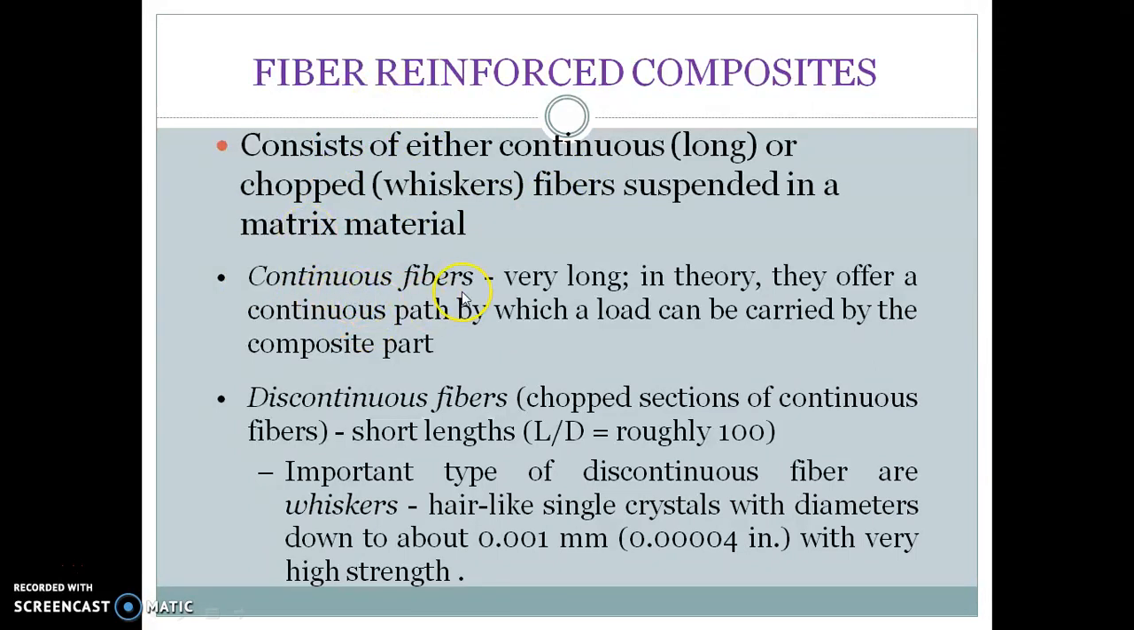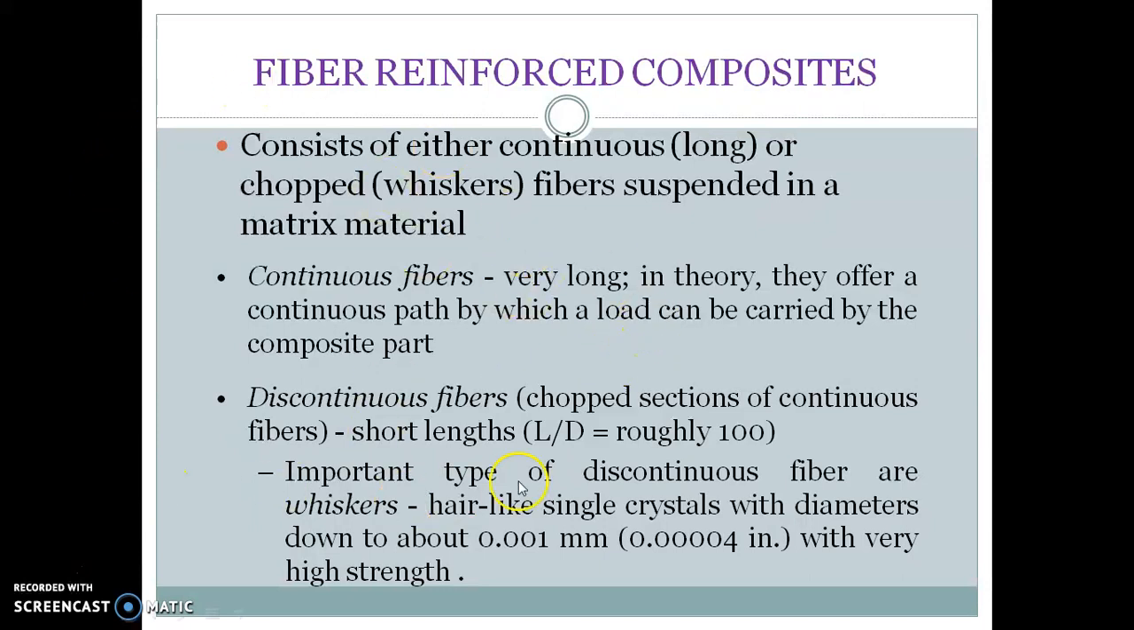In this, continuous fibers will be there. If we choose continuous fibers, they will be very long. They offer a continuous path by which a load can be carried by the composite part. Whereas discontinuous fibers are chopped sections, meaning they are not continuous fibers. They have small portions of continuous fibers and a short length, with an L by D ratio of roughly 100.